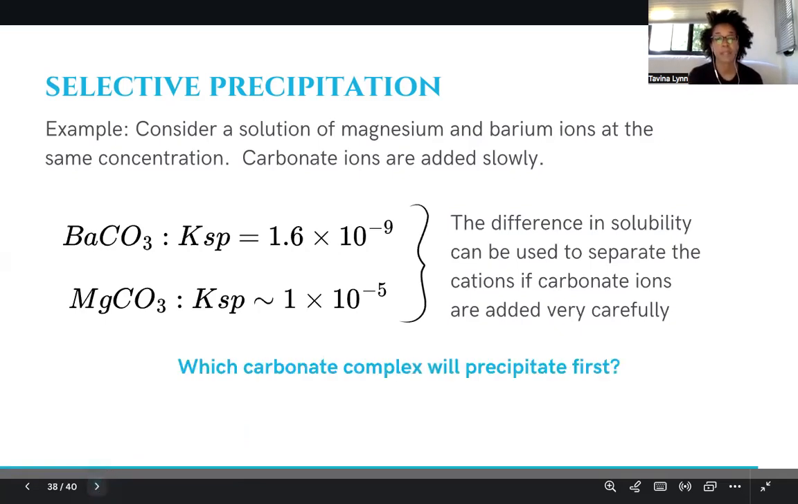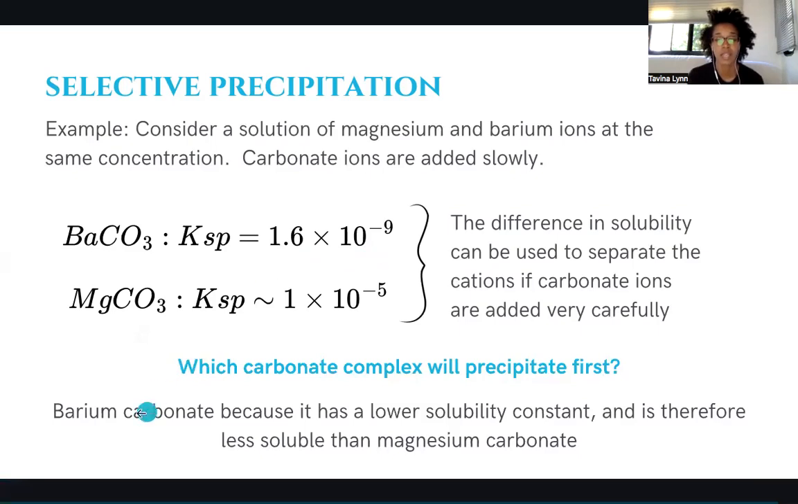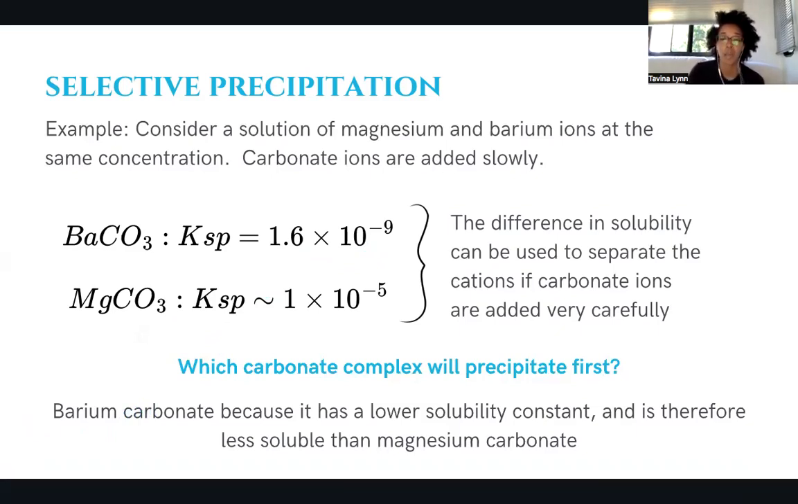So think about this. Based on the Ksp for both, which will precipitate first? It turns out the barium carbonate will, because it has a lower solubility constant. That means that it is less soluble than magnesium carbonate. So it will precipitate out first.